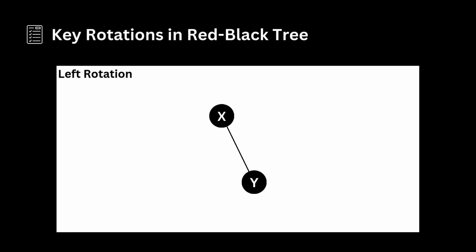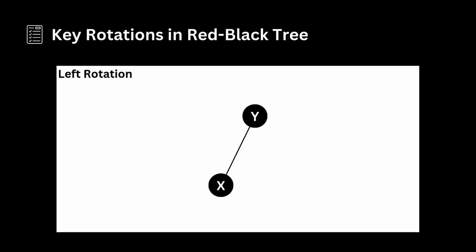Key rotations in red-black tree. Left rotation is used to fix right-heavy trees. After rotation it looks like this. Now perform right rotation on this, used to fix left-heavy trees. After rotation it looks like this.